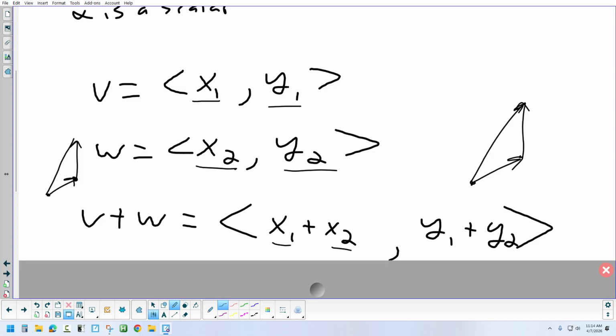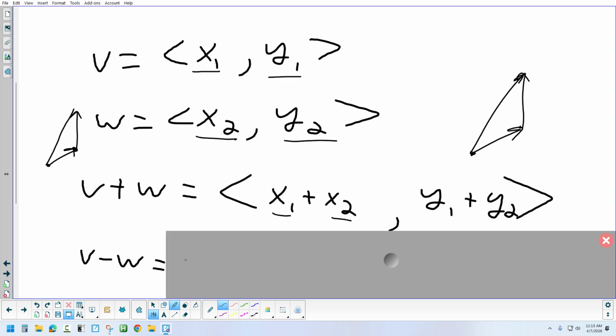Now, if we wanted to subtract 2 vectors, we would take the first one, flip the second one around, and then put it on the end. That's a picture. What do you think is going to be my formula to subtract 2 vectors without using a picture? Yep. Y minus y, or x minus x. Yeah, we're just going to subtract the components.